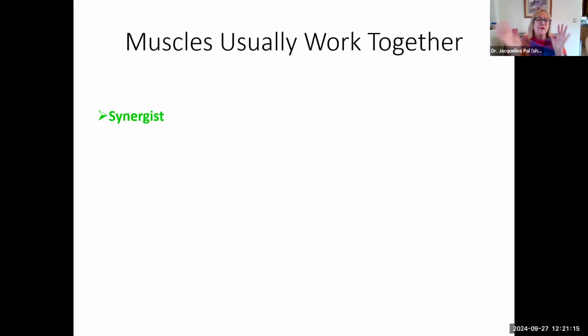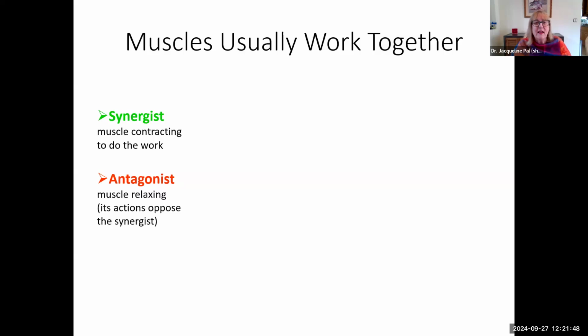So that brings up the fact that muscles usually work together, at least in pairs. And so the muscle that's doing the work, the synergist. So at flexing, that's what we were showing here. When I talked about extending, the synergist would be the triceps brachii. So the synergist is the muscle contracting to do the work. The one that does the opposite would be the antagonist. The antagonist has to relax because its actions oppose the synergist.